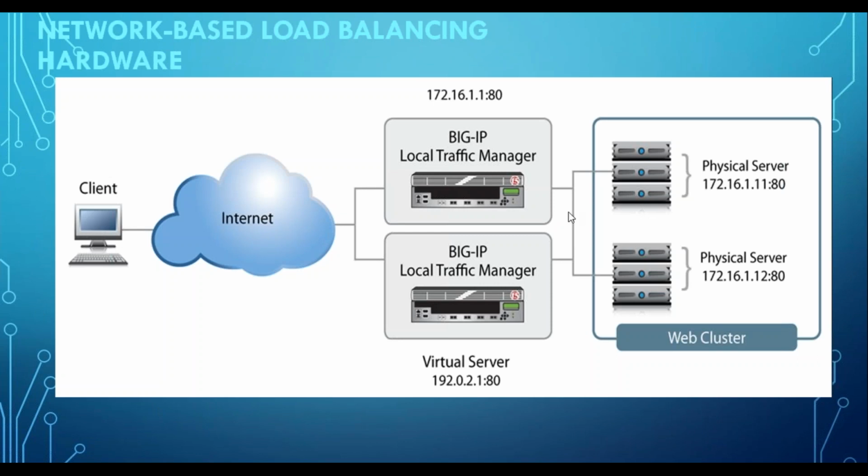So in here, as you can see, the physical servers are 172.16.1.11 and 1.12. In front of these physical servers, a load balancer was deployed and a virtual service was created, which was the front end to end users. And at the back end, we have this group of servers.